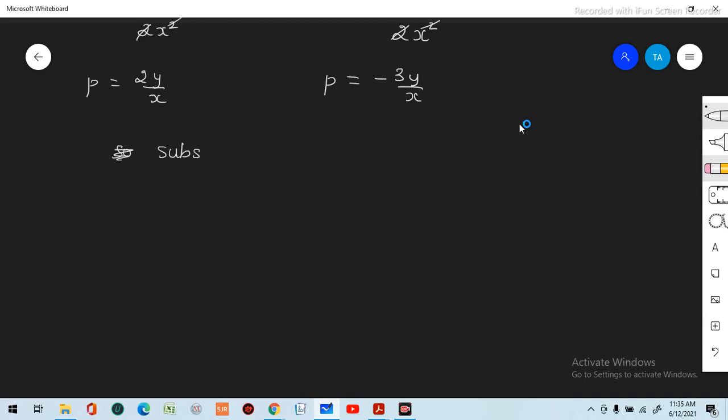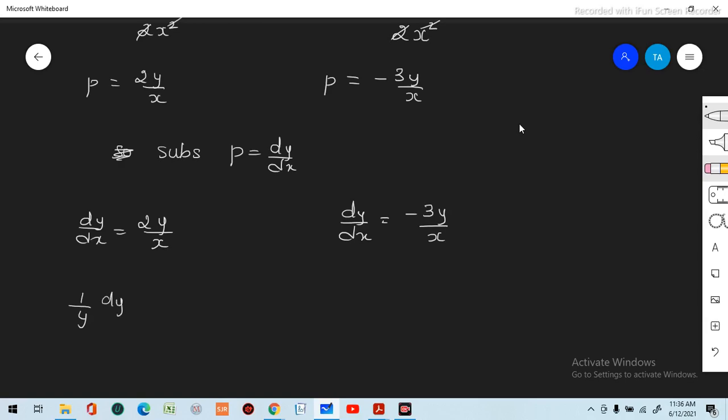Substitute p is equal to dy by dx. So here I get dy by dx is equal to 2y by x. Here I'll get dy by dx is equal to minus 3y by x. What do we do next step? We will cross multiply. Wherever x is there, take dx. So here you have dy, keep on the left hand side, 1 by y dy equals 2 by x dx.